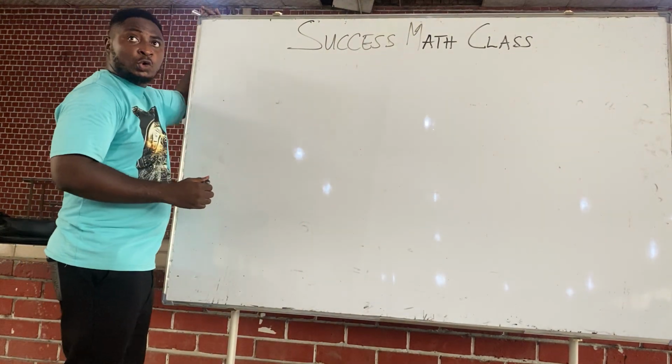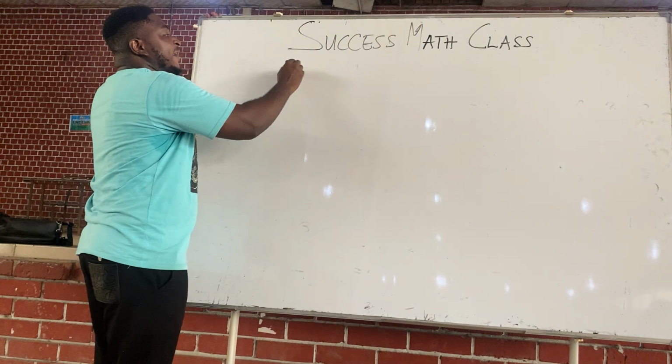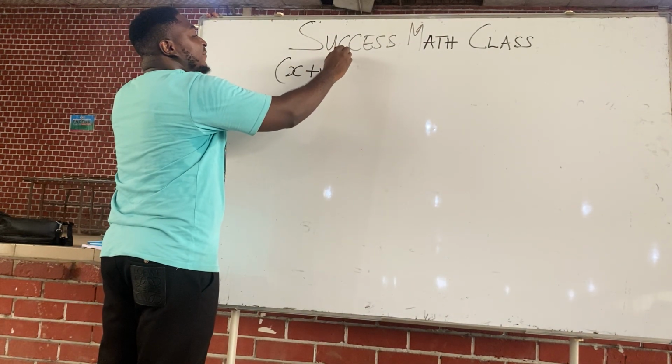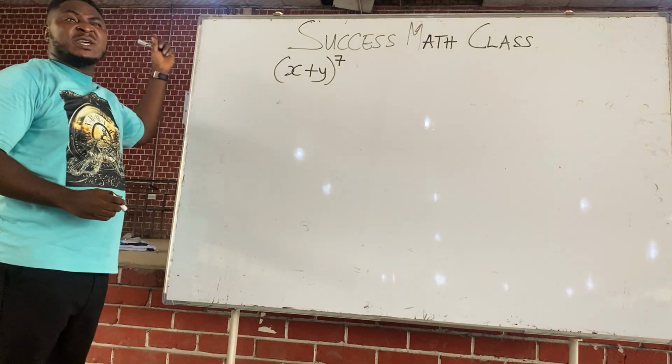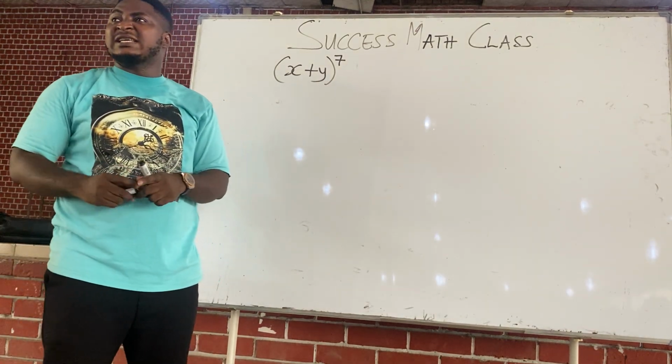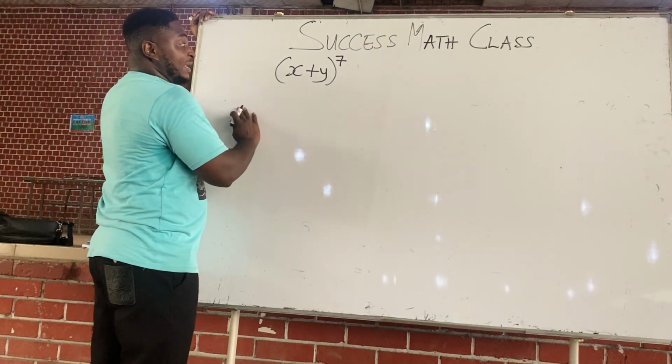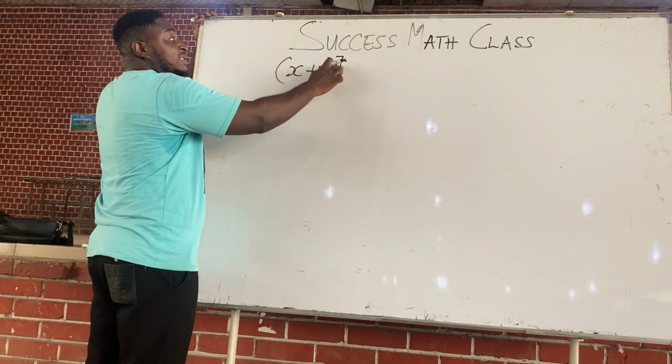Class, another chance to go again. Let's say we have (x + y) raised to power 7, and we have to expand (x + y) raised to power 7. Class, like I said, let this first person, x, take the 7.